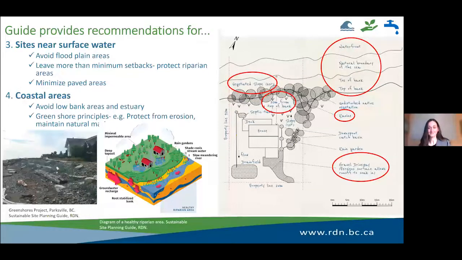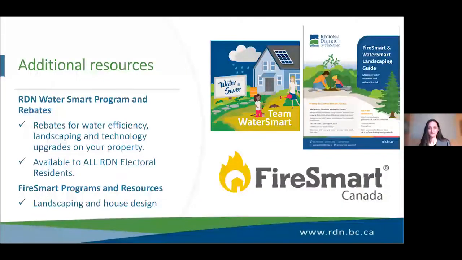Again, there's far too much to touch on in the guide within the context of this presentation. So I encourage you to go take a look when you have some time. It's available on our website, and we'll include a link to that.